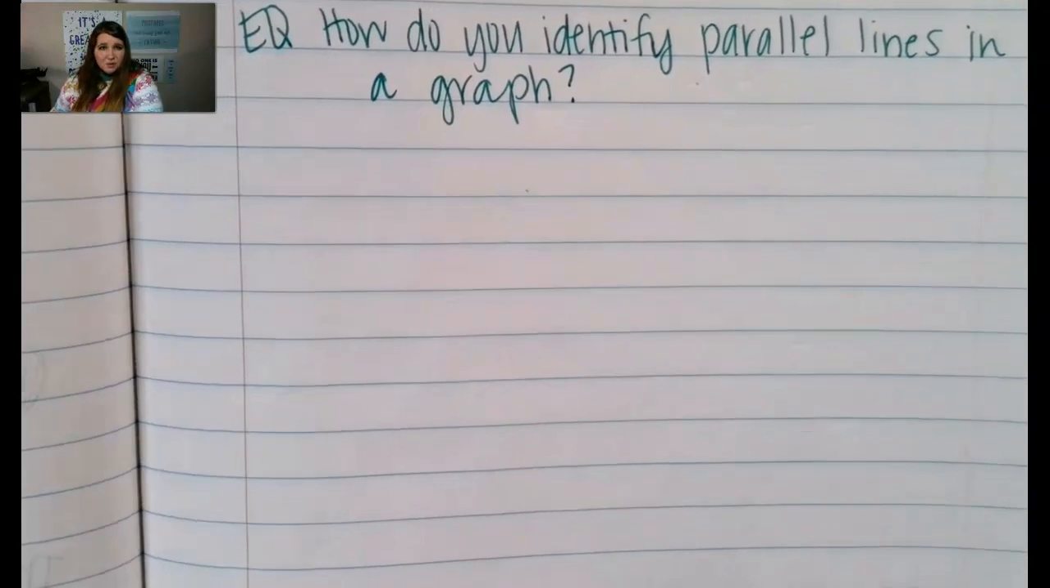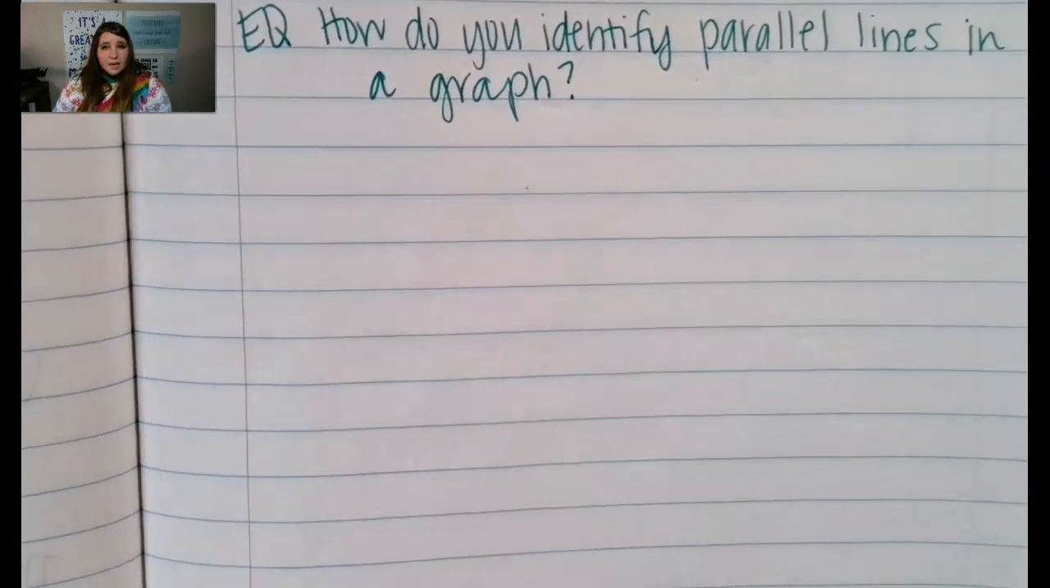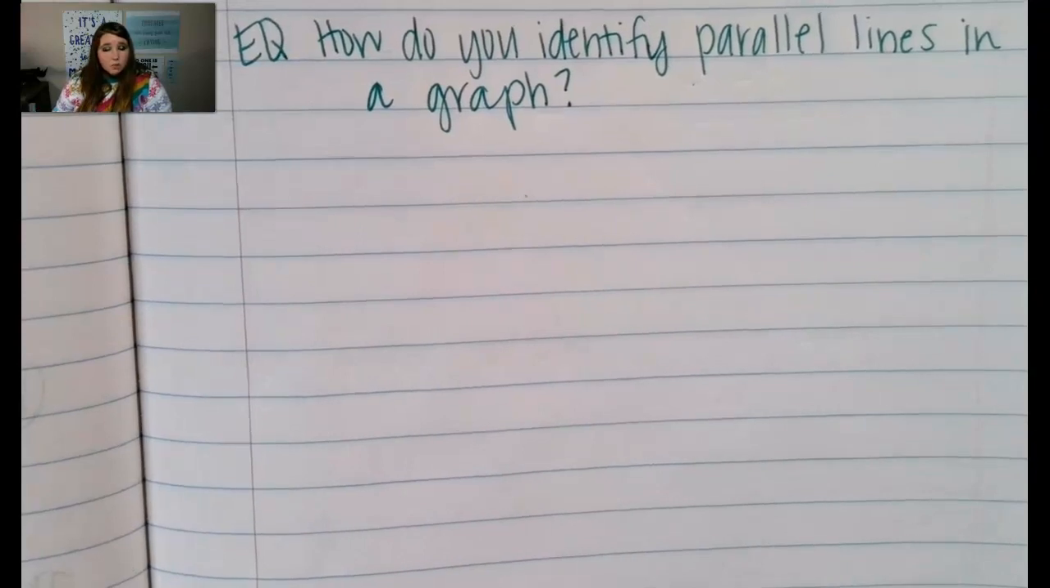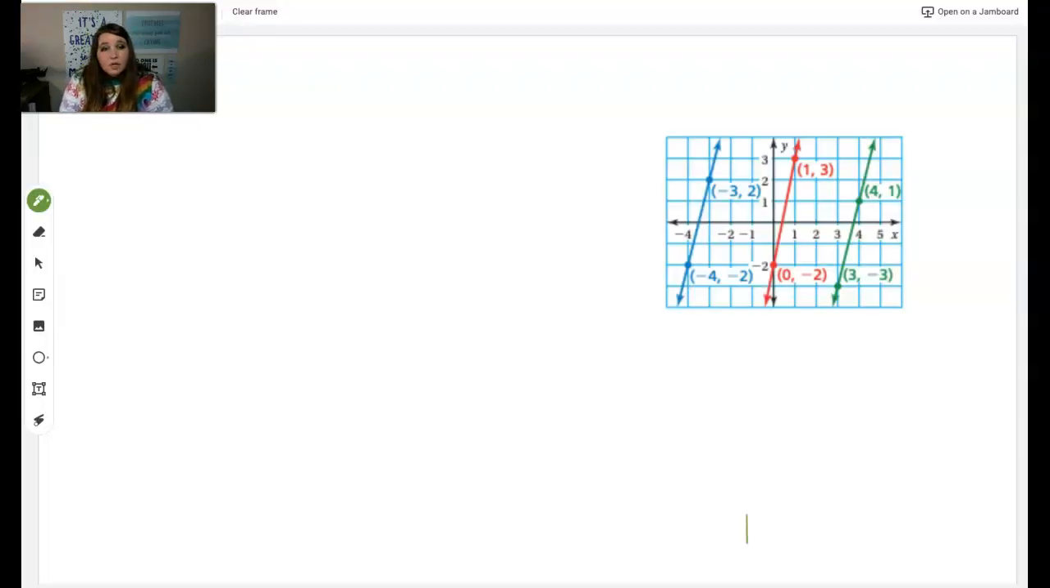We're going to apply that with graphing. We're going to look at some lines that have been graphed, and we're going to determine whether or not those lines are parallel. So let's take a look at a graph. You can see on this graph we have three different lines: a blue line, a red line, and a green line. Our job is to determine which two lines are parallel to each other, and we're going to do that by looking at the slope.